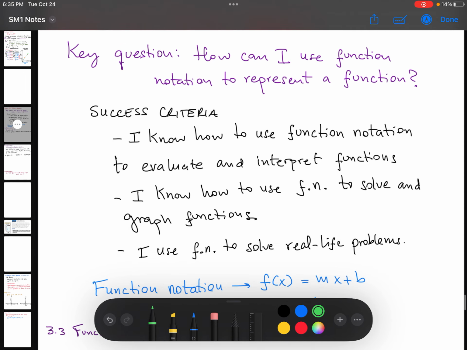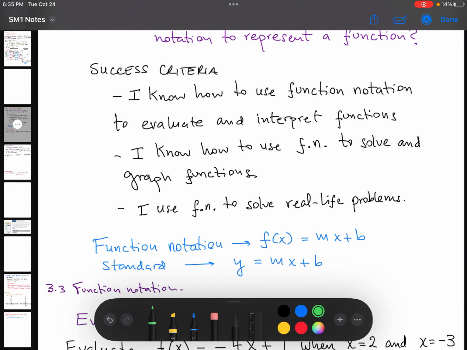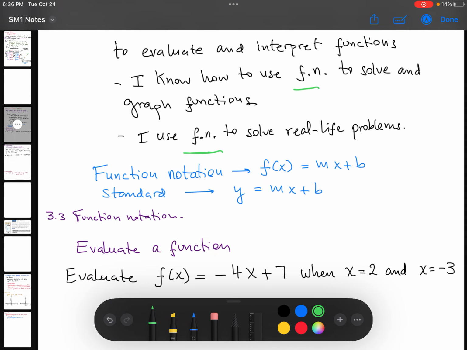How will you know that you understand this topic of function notation? Well, this is the success criteria. You will know how to use function notation to evaluate and interpret functions. You will also say, well, I know how to use function notation to solve and graph functions. And I can use function notation to solve real life problems.